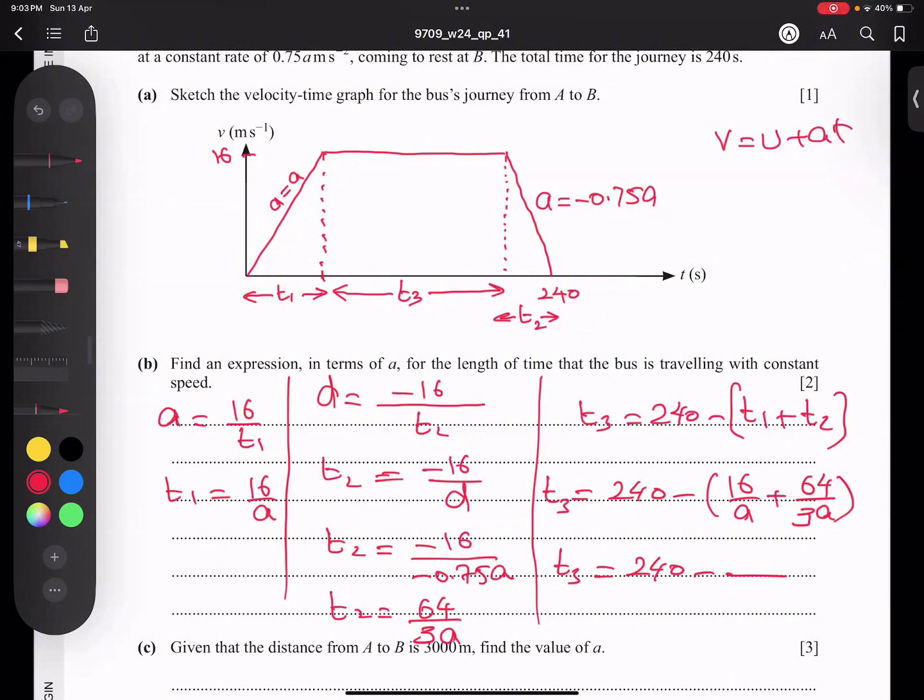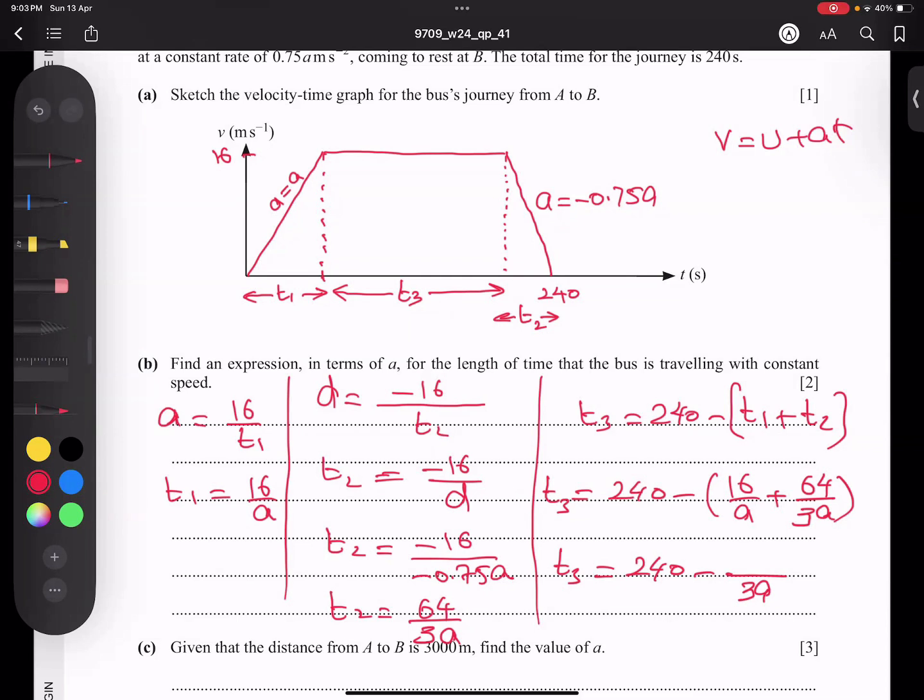So 16 into 348. This is a 3A. One minute, please, let me check it. 3 into 348, and plus 64. I got 112.